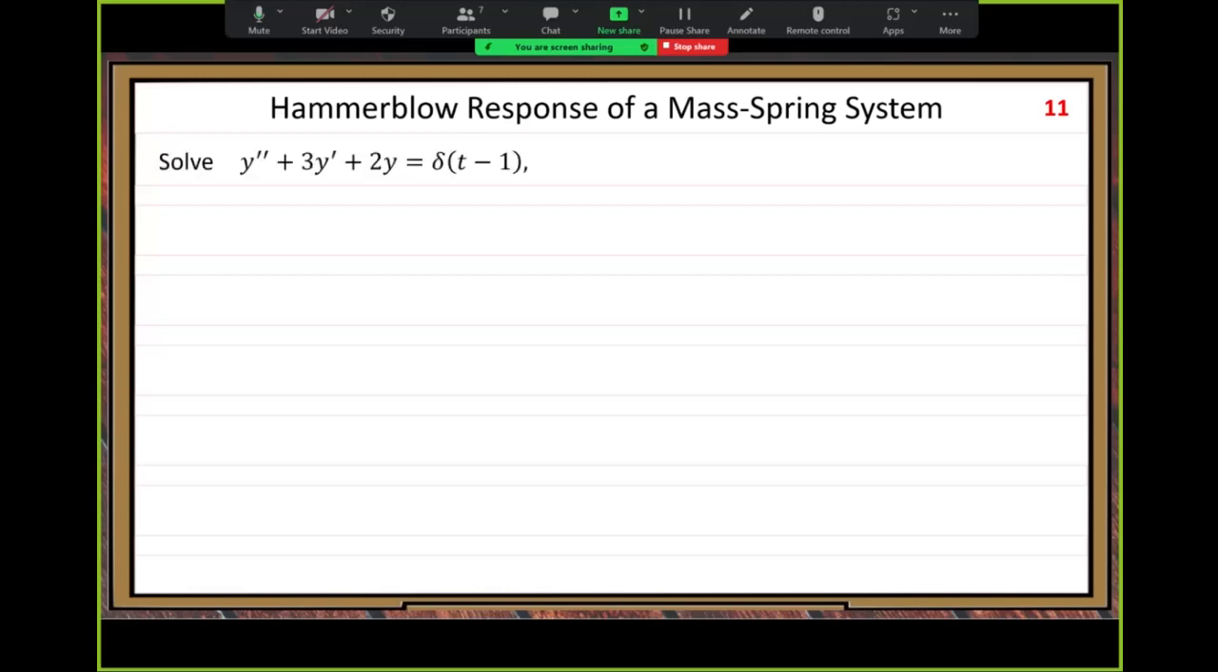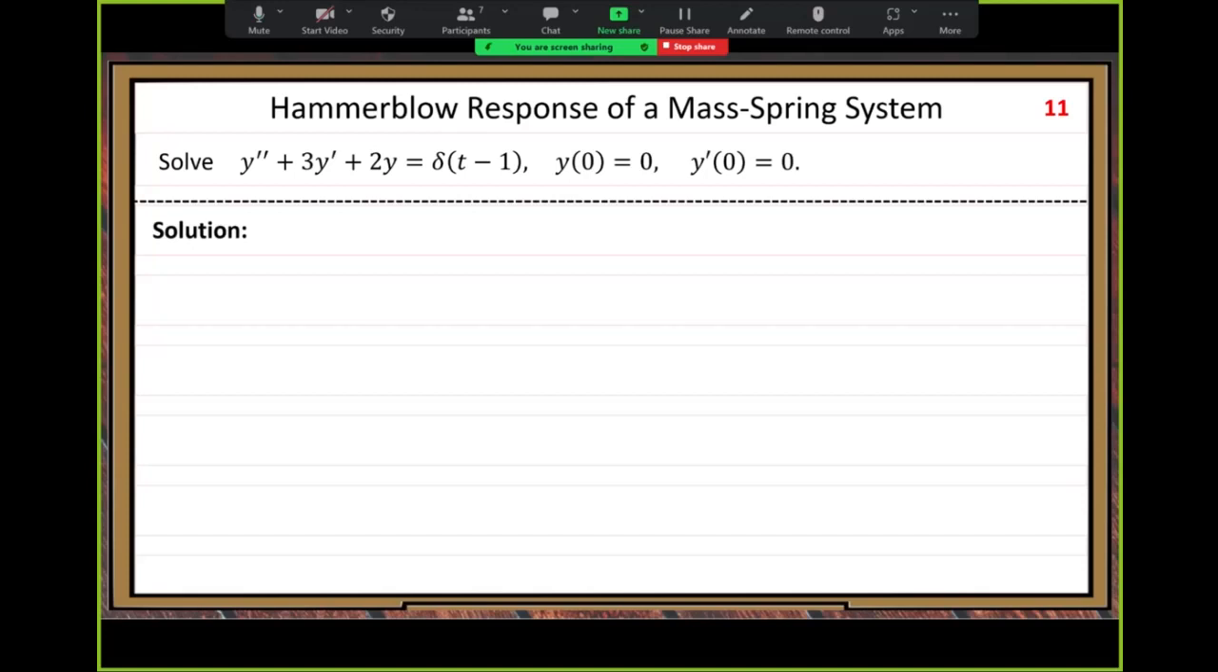First, we have a typical mass spring system, but the driving force is a special hammer blow, so we use the delta function to model that driving force. All right, so let's solve this ODE, this IVP problem.